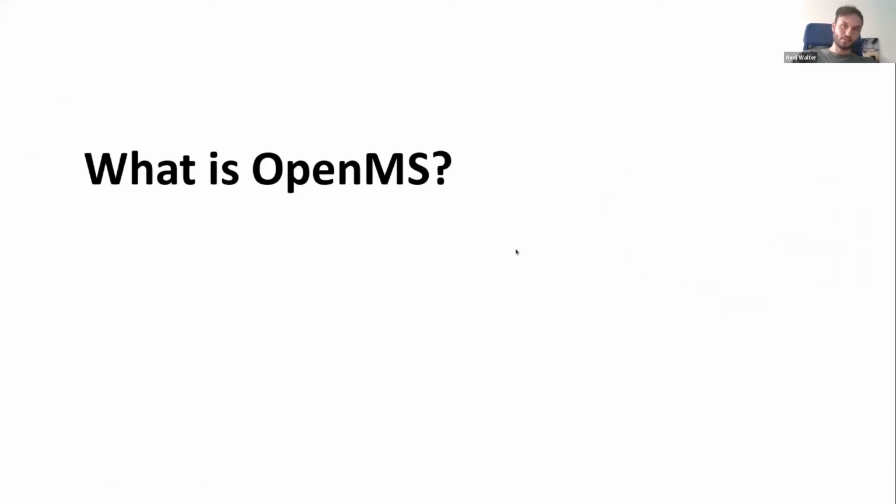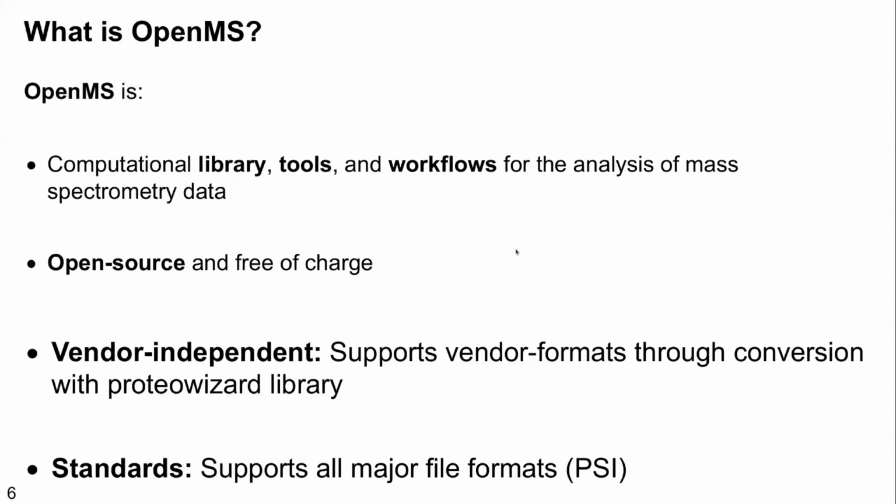And that leads us to OpenMS. So OpenMS is a computational library that also includes tools and workflows for the analysis of mass spectrometry data. It is completely open source and free of charge, so everybody can use it without limitations. We use standard file formats that are defined by the Proteomics Standards Initiative. And because of that, we are also vendor independent.